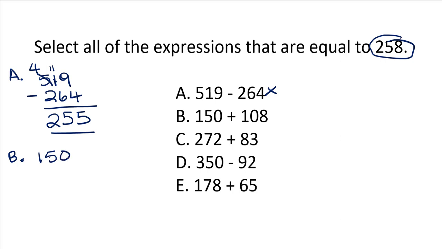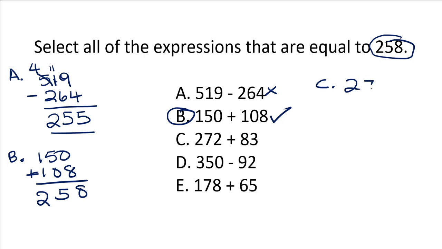150 plus 108. So now we're switching to addition. So it's 0 plus 8 is 8. 5 plus 0 is 5. 1 plus 1, that's 2. That is 258. B is an option. Let's move on to C.